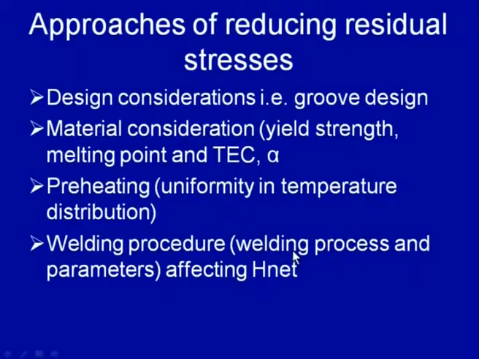Then the welding procedure, like processes and parameters, is affecting the net heat input. So, all the procedural aspects that help in reducing the net heat input to develop the weld joint will be reducing the residual stress magnitude. So, efforts are made in such a way that the process and the parameters are selected so that the net heat input is reduced for developing a sound weld joint, so that the residual stress magnitude can be reduced.